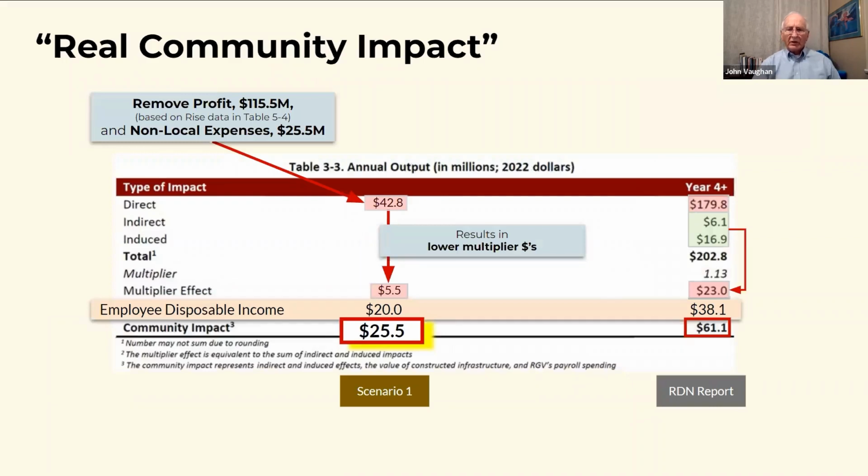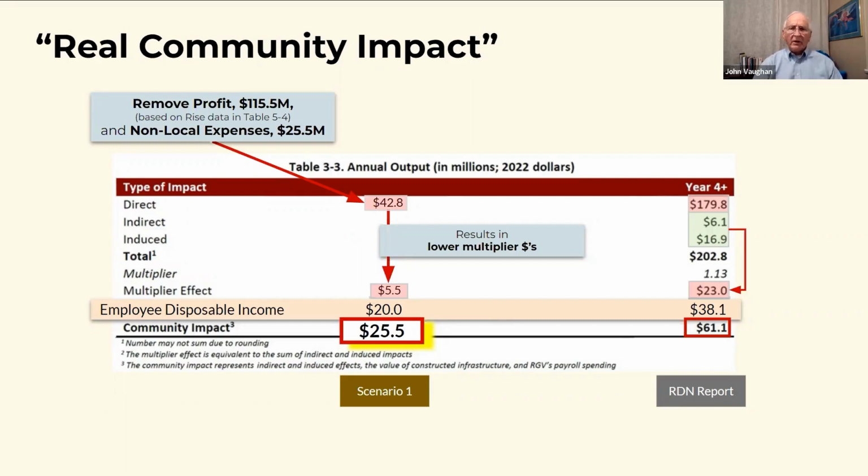We're going to take a different look at the RISE data so we can understand what I call the real community impact. There are 2 scenarios to consider. First is that RISE identifies they expect to make $111,500,000 a year in profit after expenses. Virtually none of the profit stays in Nevada County. It goes to shareholders, the board of directors, and others. RISE has also identified $25.5 million in supplier expenses that are spent outside of Nevada County. To see what's actually spent in Nevada County, you need to remove both the profit and the supplier expenditures.